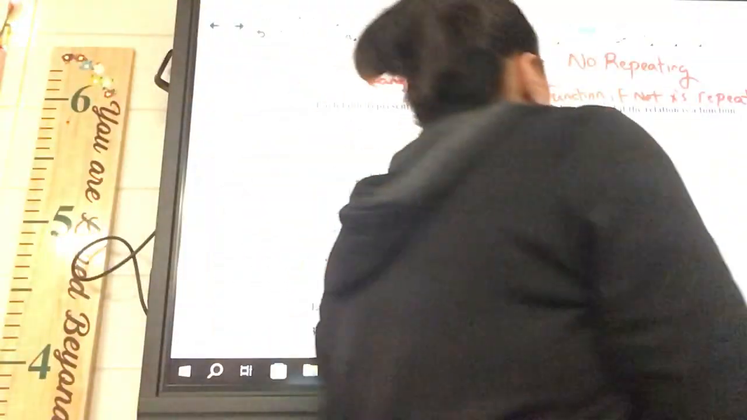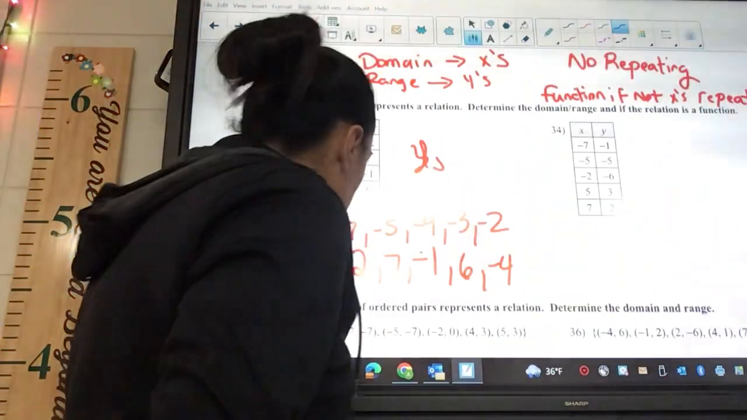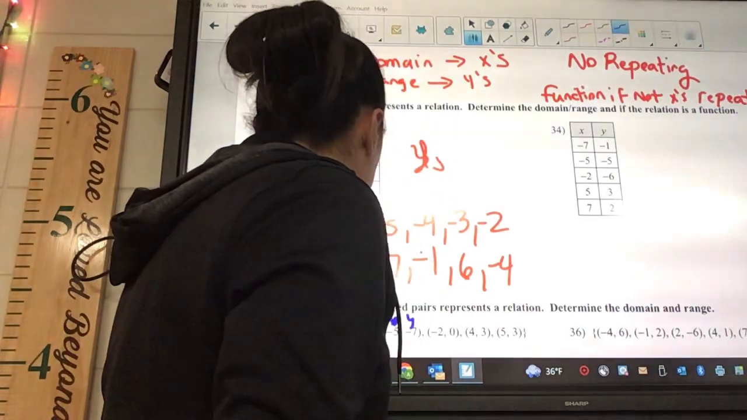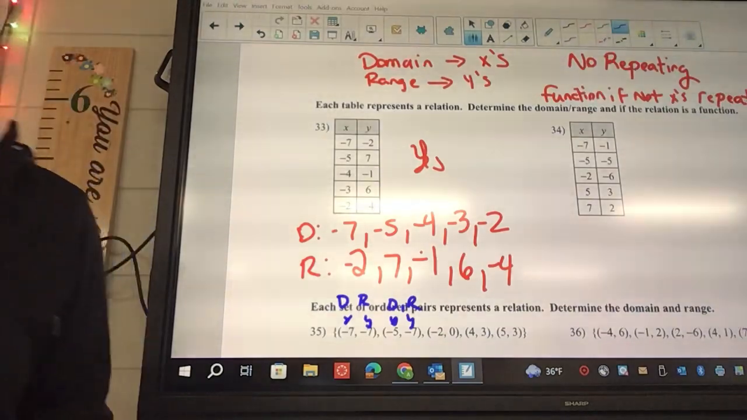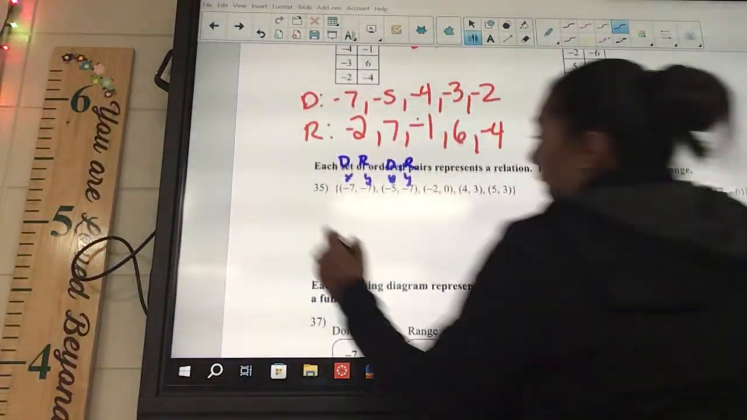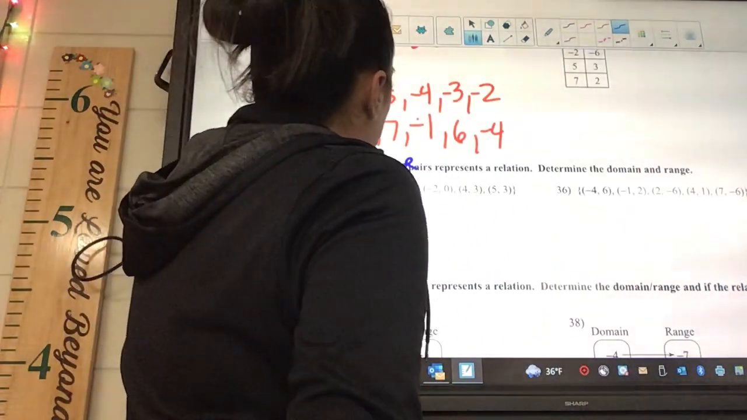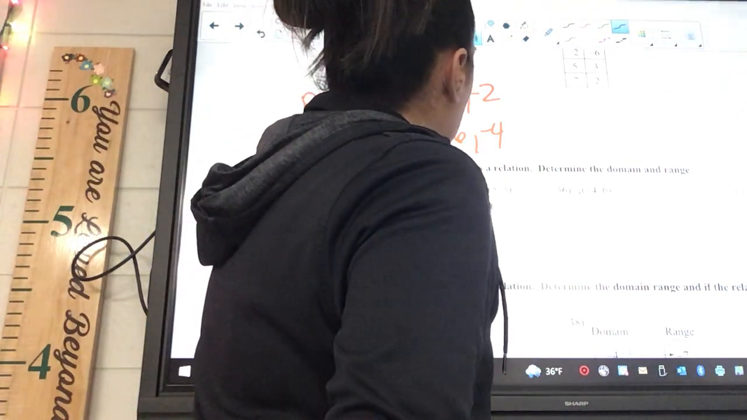Okay, each set of ordered pairs represents a relation. Determine the domain and range. Same thing. This goes like this: x comma y, or you can look at it as d comma r. When we write these out, it's just going to look like d equals, same thing as above. So my d is going to be -7, -5, -2, 4, and 5.